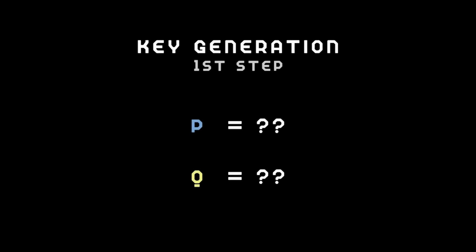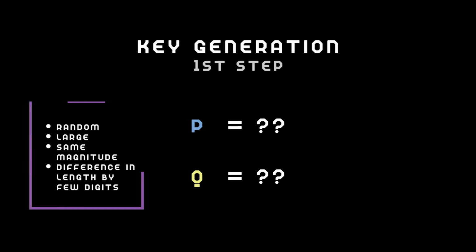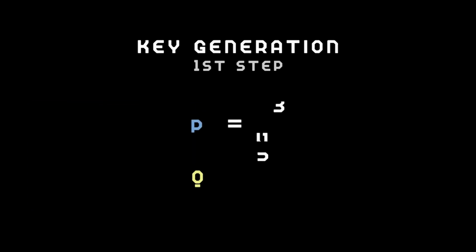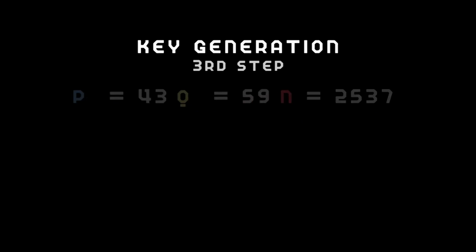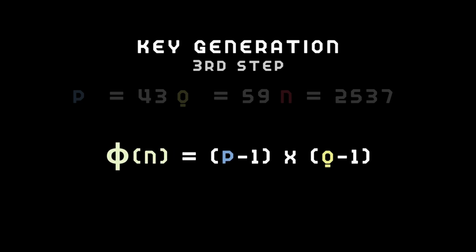In key generation, the first step will be choosing two distinct prime numbers, P and Q. P and Q should be chosen at random in similar magnitudes with a few digits of difference in length. However, for the purpose of simplicity, we will only utilize small integer numbers in this example. So let P and Q be 43 and 59 respectively. The second step in key generation is to determine the value of n, which is a product of P and Q. So the value of n will be 2537. The third step is computing the Euler's Totient function by multiplying p minus 1 and q minus 1.